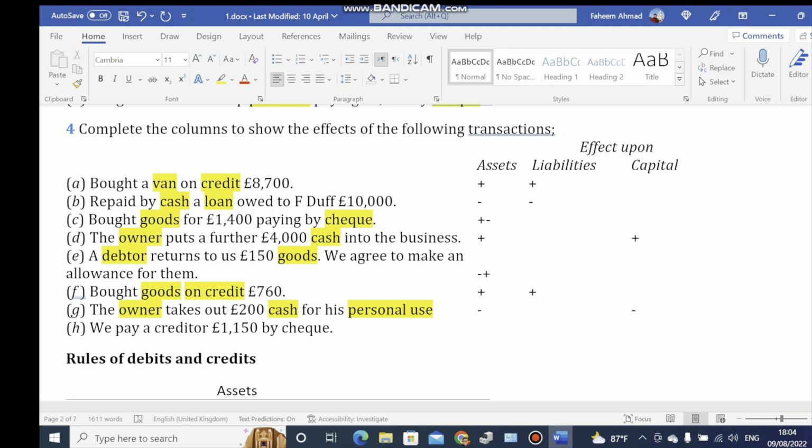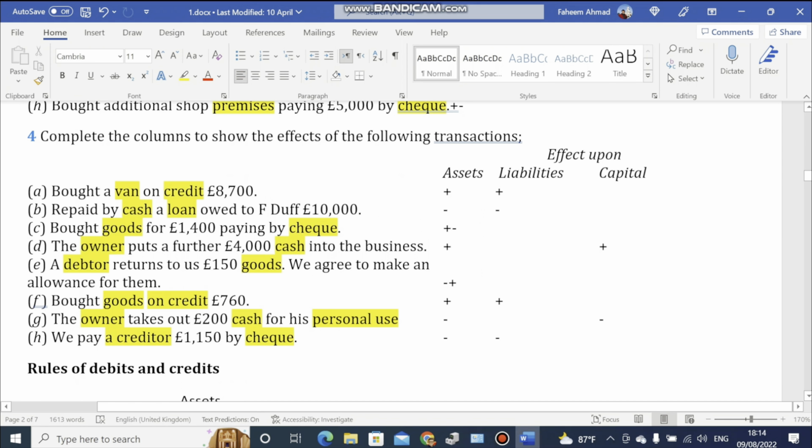Next, we pay a creditor by check. So creditor is a liability. Creditor is a payable. When we paid off liability, its balance will fall. Its balance will decrease. We paid by check. Check means bank account. So bank account is an asset decreasing. So that completes this question.